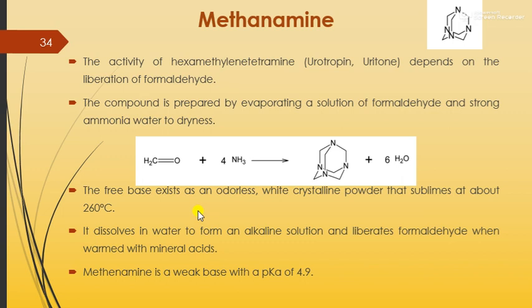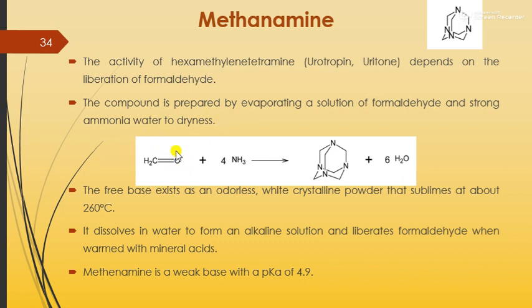The last drug from this category is methenamine. The activity of hexamethylenetetramine, that is urotropin or uretone, depends on the liberation of formaldehyde. The compound is prepared by evaporating a solution of formaldehyde and strong ammonia water to dryness.